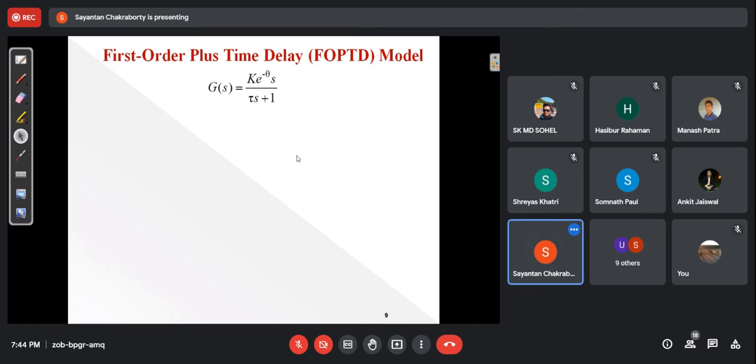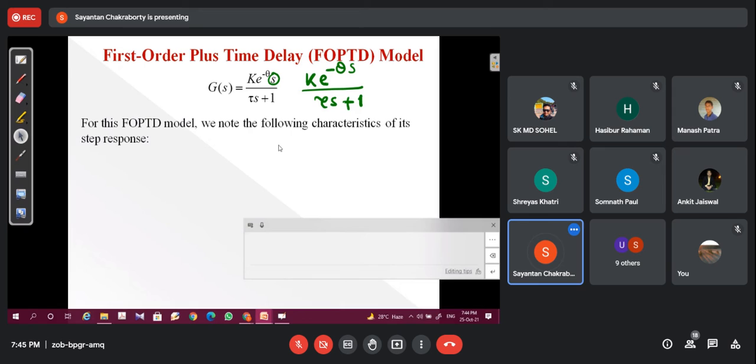So this is the actual thing. There is one mistake. This should be k e to the power minus theta s by tau s plus 1. This should be up there. So this is the model that we're talking about. Instead of k, this e to the minus theta s has come.